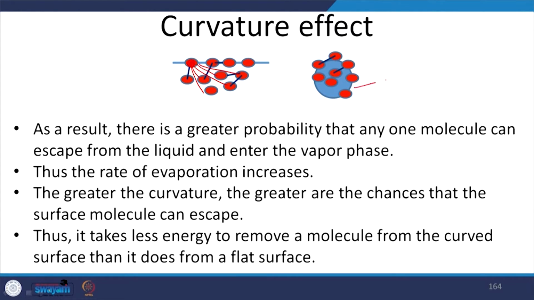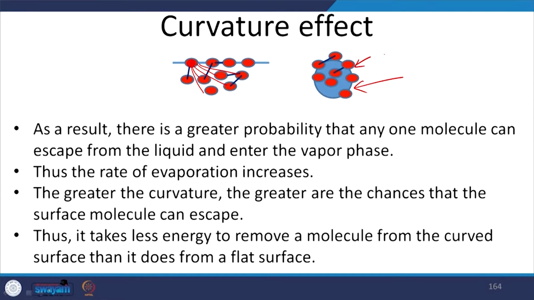But when you take the liquid to be in the form of a droplet, not in the bulk or the plane surface, you see that each molecule at any given time is of course experiencing lesser force. As a result, there is a greater probability that any one molecule on the droplet can escape from the liquid and enter the vapor phase, right.